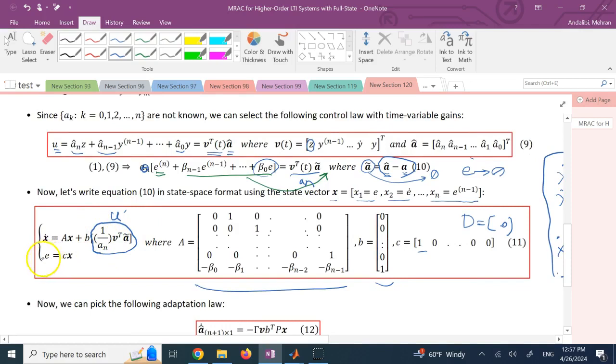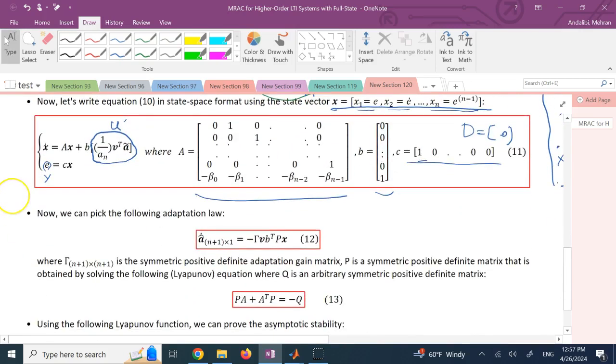So this is like your new u, if I call it u prime or something. And e, which is the same as the output of this system, is going to be C times X, where X is this vector here, and C is that matrix. So here we wrote our aerodynamics equations into state space format. If we write it this way, then I can claim that this following adaptation law, number 12, is going to make the system converge to 0, the errors.